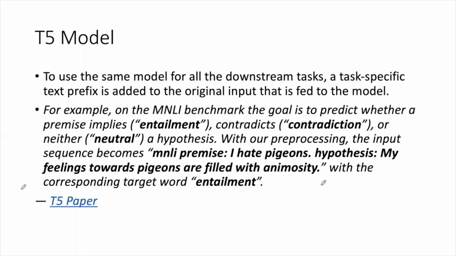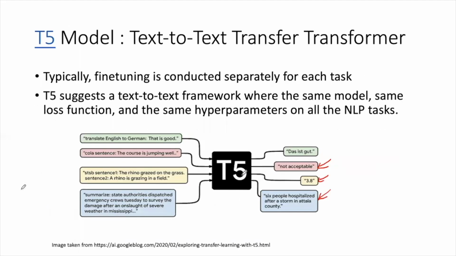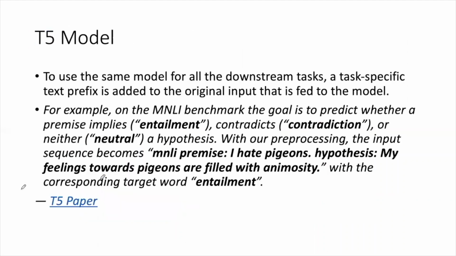There is a small variation in how the input is given to the model. We don't supply the input as it is. We mention the task on which the input is supposed to be trained. Here it's a translation task, so we put the word translate. Here it's a CoLA task, so we put the word cola at the beginning. Similarly, this is summarization, so we put summarize. These are small nitty-gritty details on how exactly it's done.